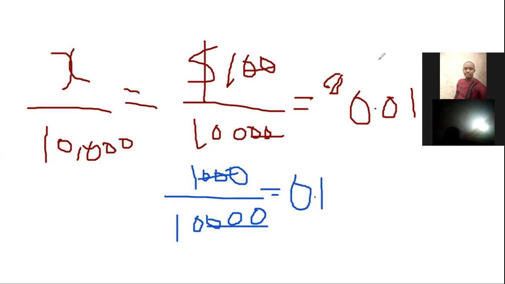Hello, let me say something. This lot size, which is 0.01, is called what? A micro lot size. This lot size, which is 0.1, is called a mini lot size.